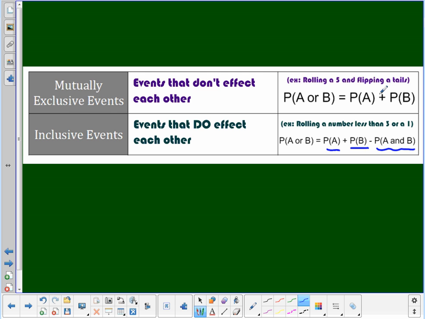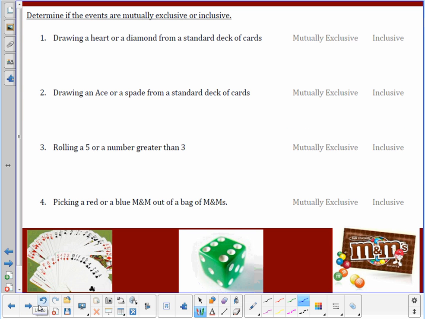So we're going to look at these two probabilities today. But again, these are adding and subtracting probabilities. Notice that we're not multiplying anymore. So let's talk about identifying these. In number 1, it says drawing a heart or a diamond from a standard deck of cards. Heart or a diamond. So now you have to ask yourself, you're looking at an "or" probability.